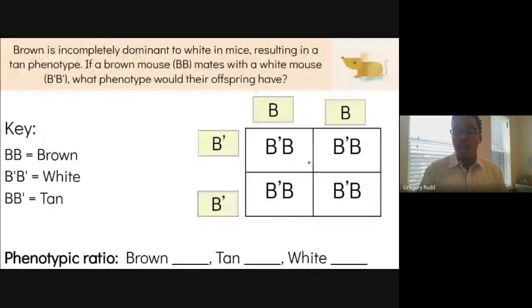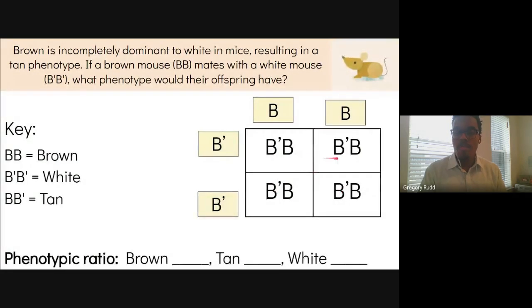These Punnett squares allow us to see offspring ratios. And what we see here is that each of these squares represents one offspring. So I've got four squares. How many of these offspring are brown? Alicia just told us zero, and she's right, because the brown genotype is BB. I don't have BB anywhere. I have B prime B, B prime B, B prime B, B prime B. I don't have BB, so zero brown mice.